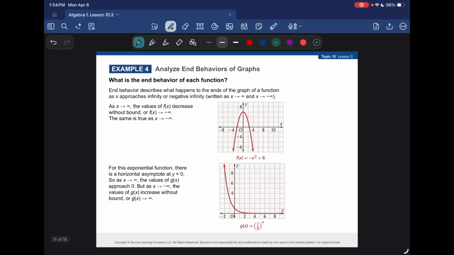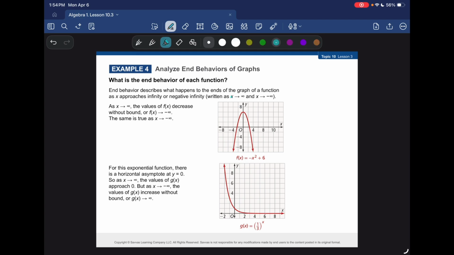Okay, we're almost done. Let's take a look at example 4, analyzing end behaviors of the graphs. So this is new. We haven't talked about end behaviors yet. End behaviors just means what is going to happen as you move forever and ever to the left on the x-axis and what happens as you move forever and ever to the right of the x-axis. Okay, and we have a new notation to learn.